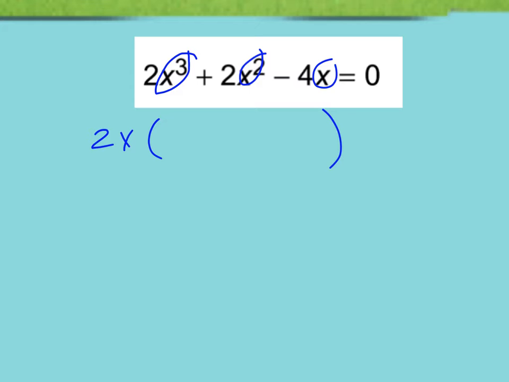We always want to start with x squared. Anytime we're factoring, we want our first term here to be x squared. It's just going to make factoring so much easier for us. So if you ever see that we have an x cubed to start, 99% of the time you want to take out an x.